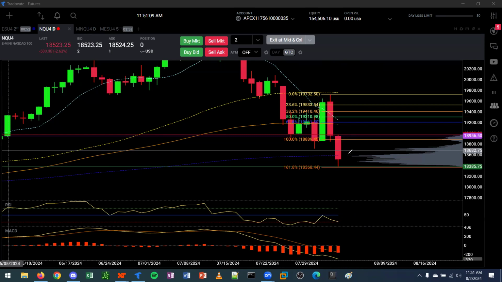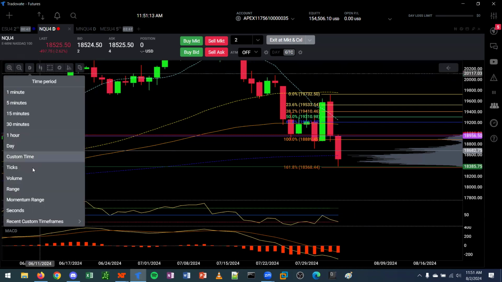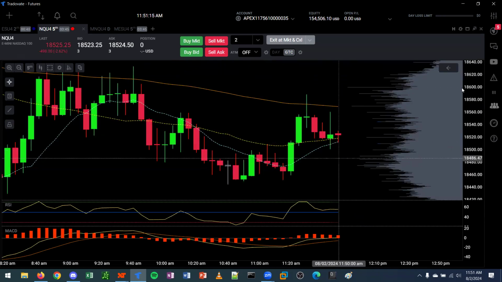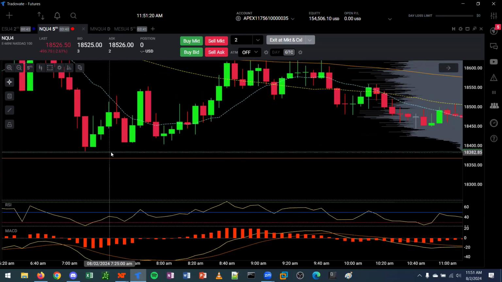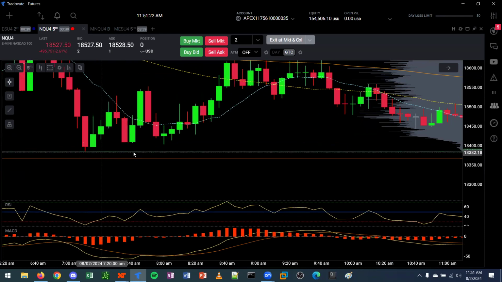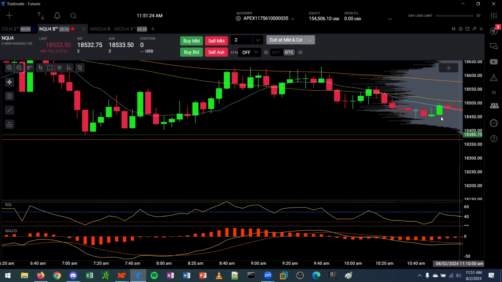Now, since this is the daily fib, if we go down into the intraday, I usually like to use a 5 minute. You can see it tag the 161 right there.